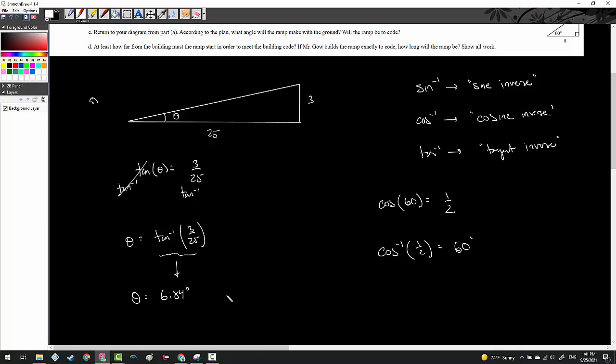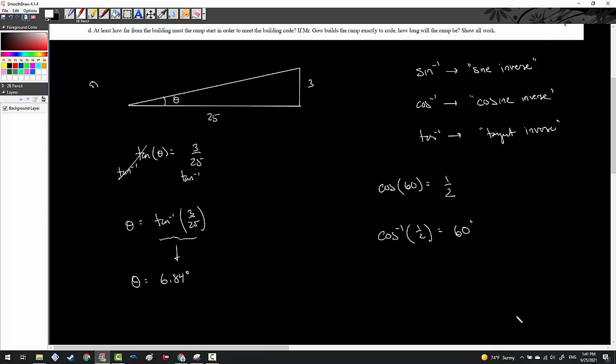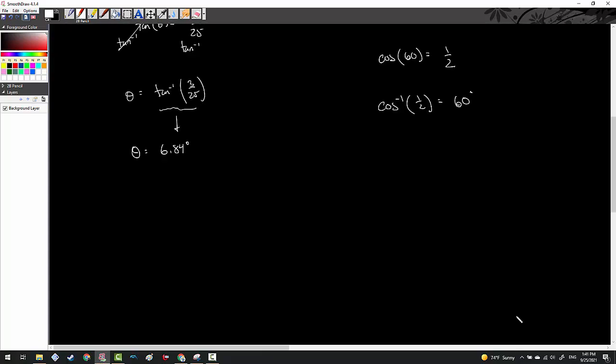In part D, it says at least how far from the building must the ramp be in order to meet the building code. And if he wants it exactly to code, how long will the ramp be? Show all work. In order to answer this question, I'm going to start off with the angle that we need. So we know that the angle needs to be 4.76 degrees.